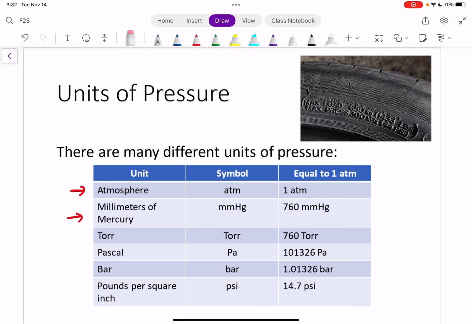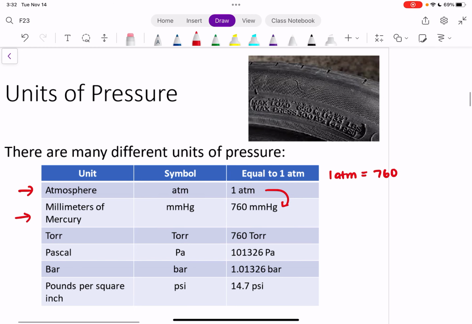And then 1 ATM is 760 millimeters of mercury. So you can write an equality from that, right? You don't need to memorize this. If you ever need to use this equality, and you will, it'll be given to you on an exam. So 1 ATM equals 760 millimeters mercury. 1 ATM also equals 760 torr.